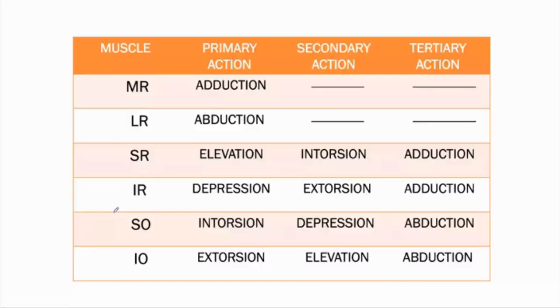So we said we have different extraocular muscles. We have the medial rectus, lateral rectus, superior rectus, inferior rectus, superior oblique, and the inferior oblique. So what are the primary action, the secondary action, and tertiary action of each one of them?